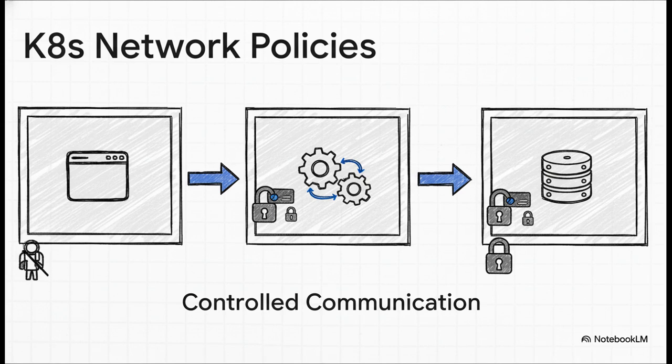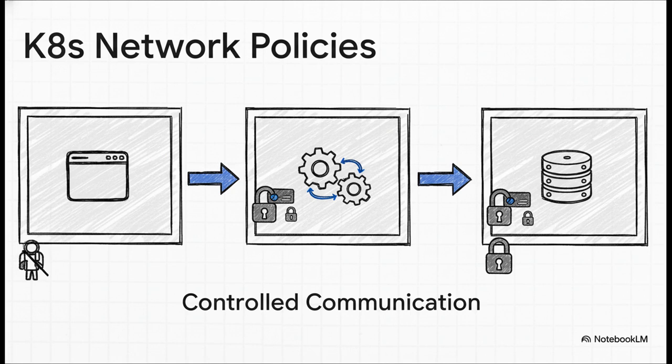So how do we fix that? Well, this is exactly what Kubernetes network policies are for. They are, quite literally, the digital keycard system for our campus. With some pretty simple rules, we can define exactly which services are allowed to talk to each other. We can lock things down so the front end can only talk to the API service, and the API service can only talk to the database. Period.